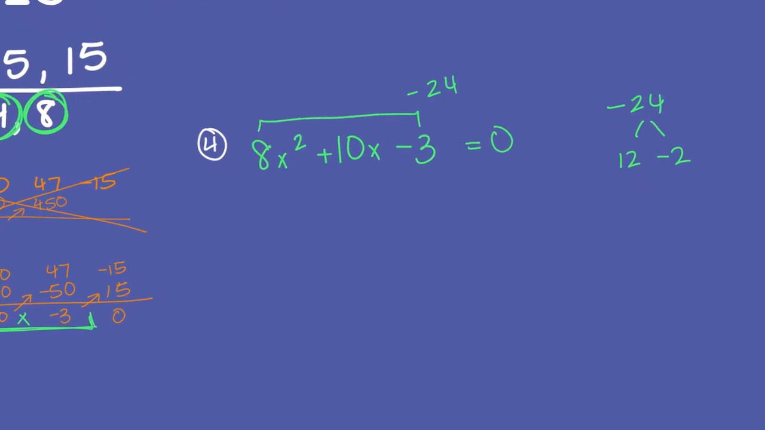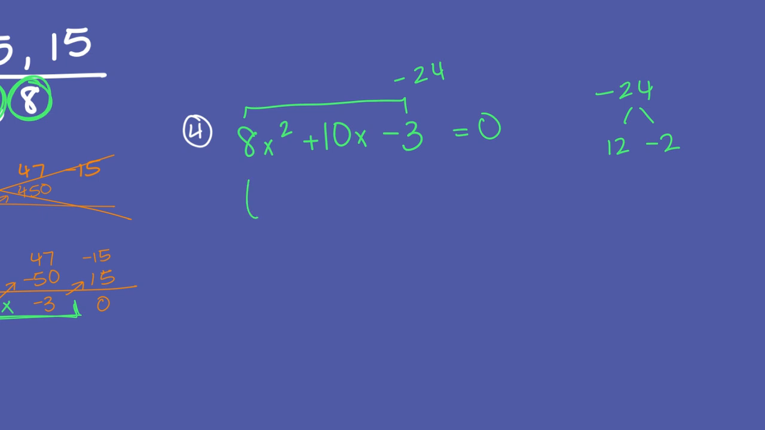12 and -2. So I'm going to have x plus 12, x minus 2. Don't forget this step. A lot of people forget it. You have that 8 right here, so you have to slide and divide. Now looking at it, simplifying, I'm going to have 3 over 2. Slide this over. Simplifying this one, I'm going to have 1 over 4.